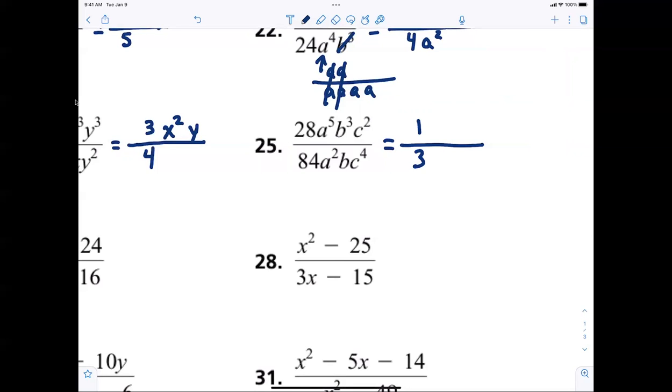A, what do we have with a? Where does the a cubed go? Then what about the b? b squared on the top, and then c squared on the bottom. All right, that was nice. Nice and easy.